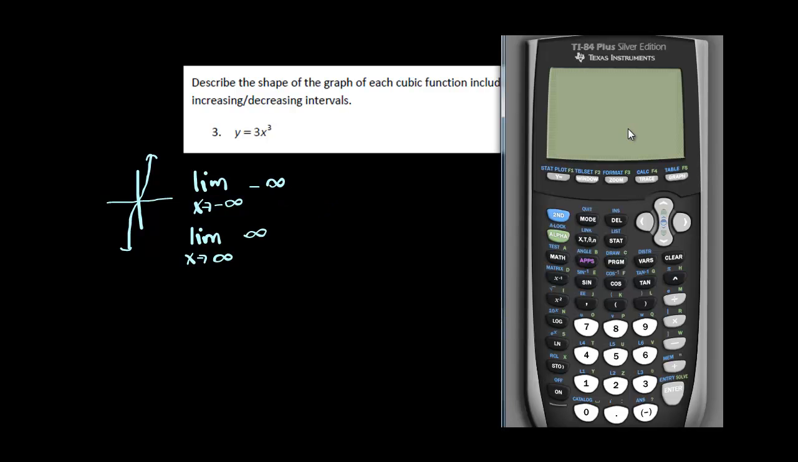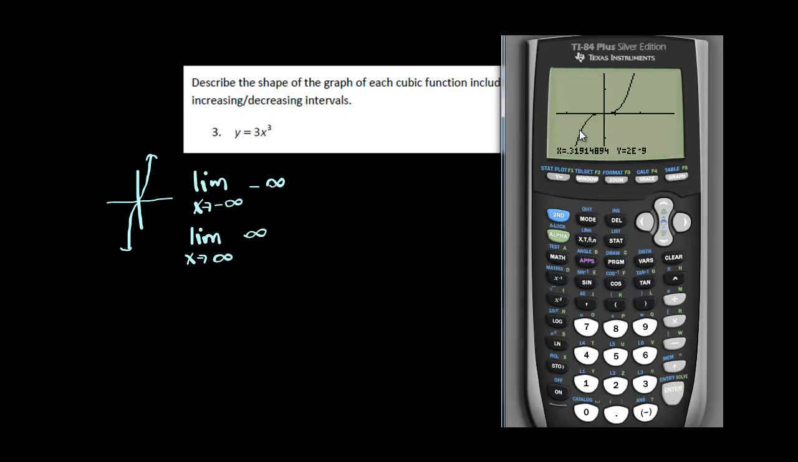To see if there's any turning points, let's turn the calculator on, clear anything out that might be there. So 3x cubed. 3x raised to the third. And then let's look at the graph. We can zoom in on the origin here just to see if there is any turning point. Let's put a box around that.